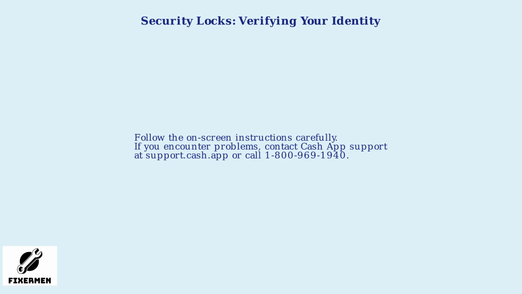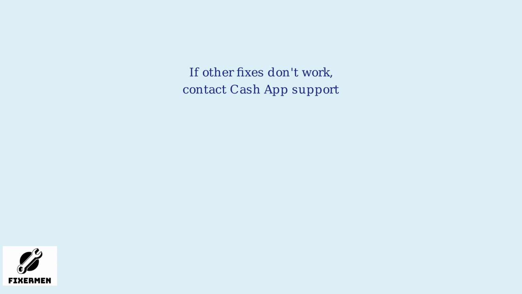If you run into any issues during the process, don't hesitate to contact Cash App support through the app, email support.cash.app, or call their helpline at 1-800-969-1940. If none of the previous troubleshooting steps resolve your sign-in issue, it's time to contact Cash App support directly.